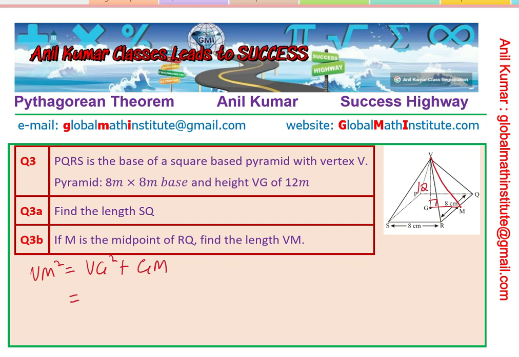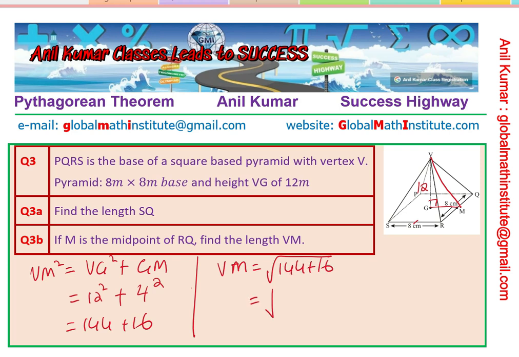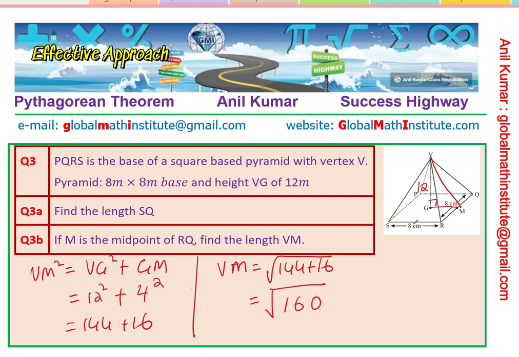Now, VG squared is 12 squared, and GM is half of 8, so we can write this as 4 squared. So we have 144 plus 16 as VM squared, right? So VM is equal to the square root of 144 plus 16, correct? If you add them, we get 160, so the answer is the square root of 160, which can be simplified.